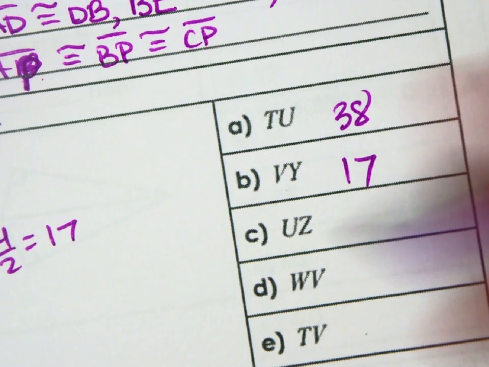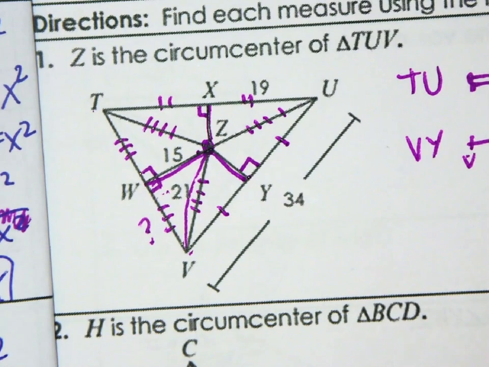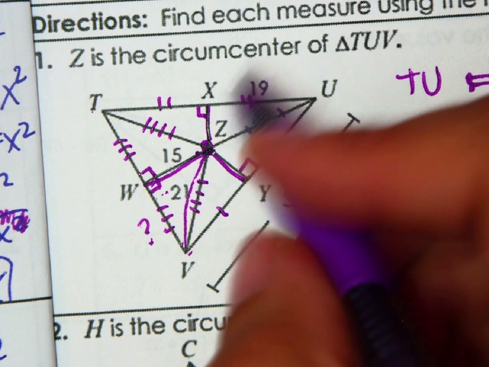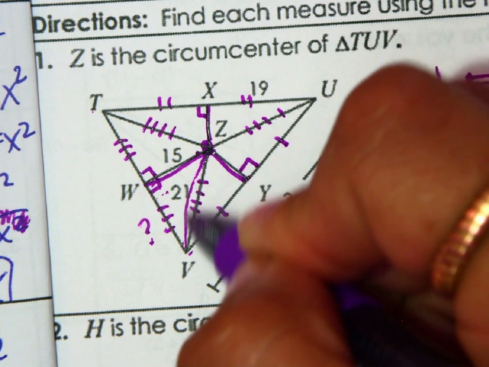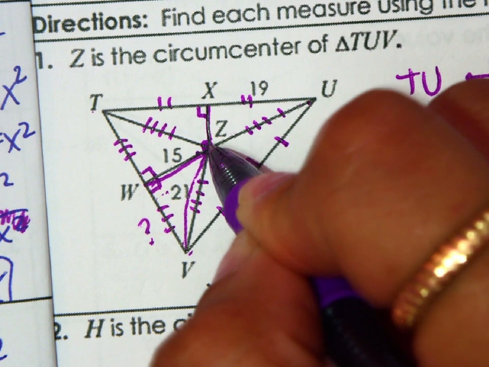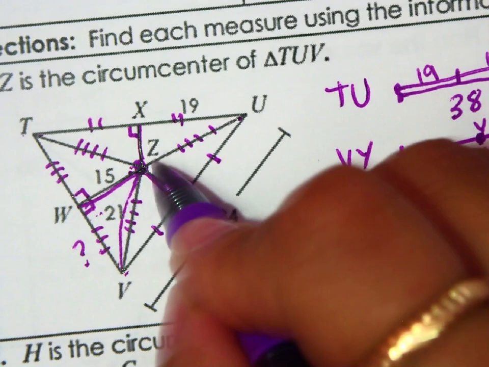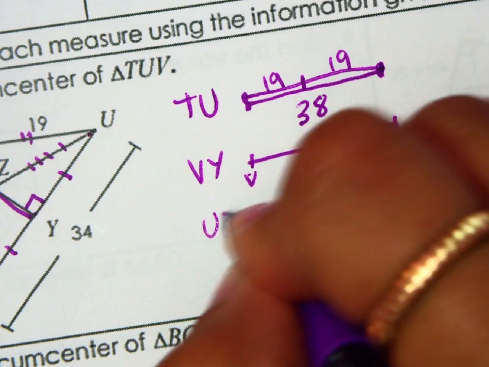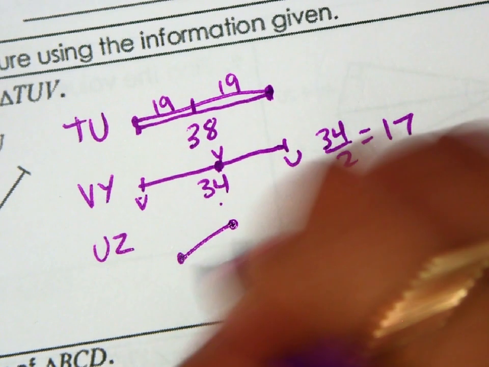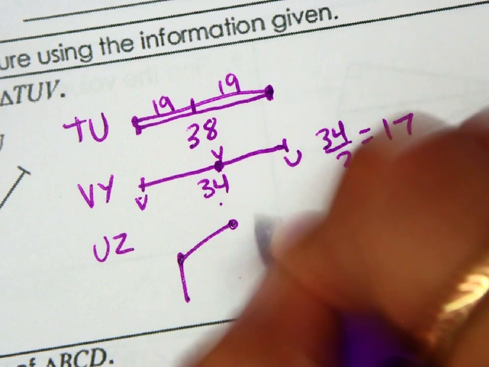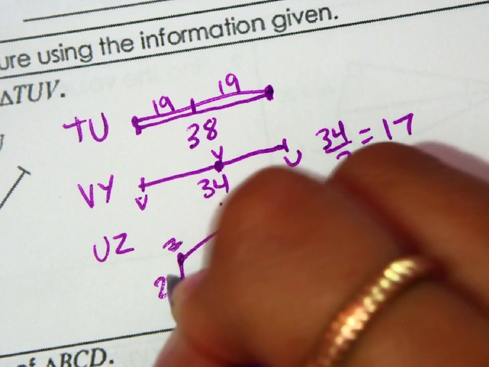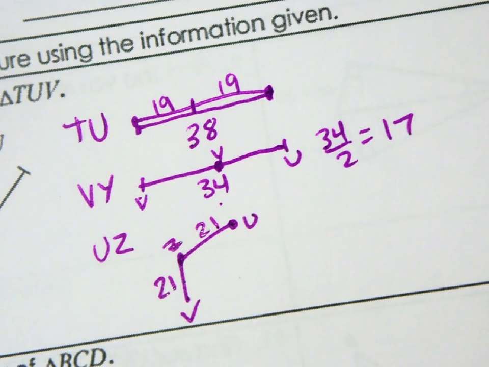Next is UZ. We look at U, we look at Z, and we identified this side length as 21, so that must mean that this is also 21, and that must mean that this is also 21. So UZ, it's from the center to U, and then from the center to V. And we know that this is 21, so therefore this is also 21.